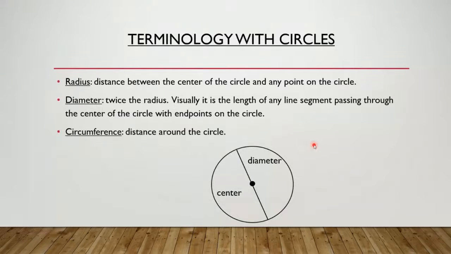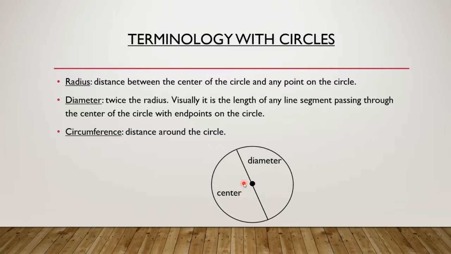And there's some other terminology with circles that's good to know. I just said what the radius is. There's also the notion of the diameter. The diameter is twice the radius. Visually, it's the length of the line segment with endpoints being points on the circle, and it has to pass through the center. So visually, the diameter is the line segment that passes through the center, and endpoints are points on the circle. This is one kind of diameter you can have, for instance.